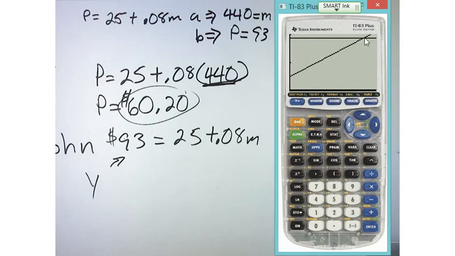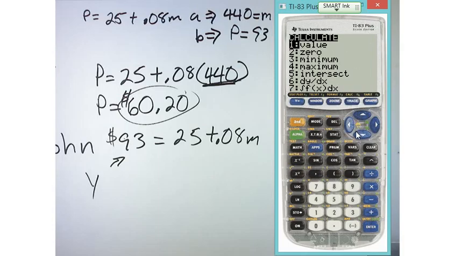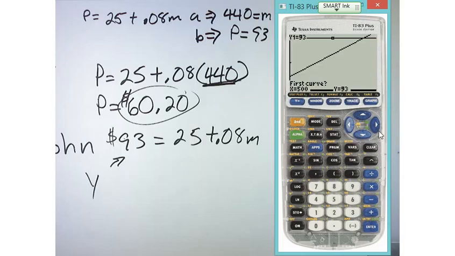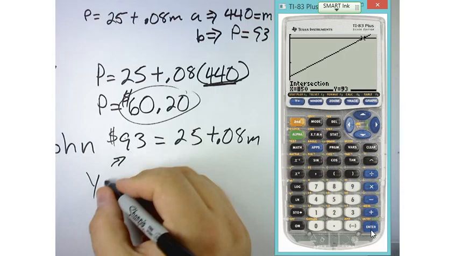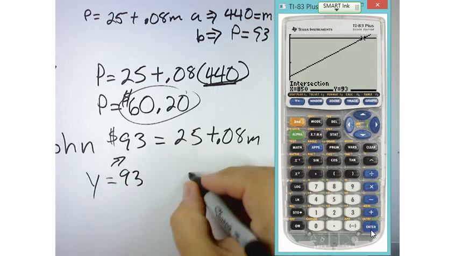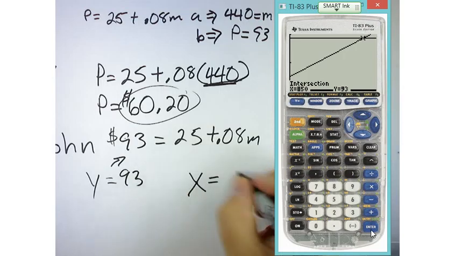How do I find that intersection? I'm going to hit second trace, intersect, and I'm going to try and get that little cursor as close as I can to the intersection. Hit enter, enter, enter. 850 is what it's saying, right? So what that's saying is y equals $93 when x equals 850.